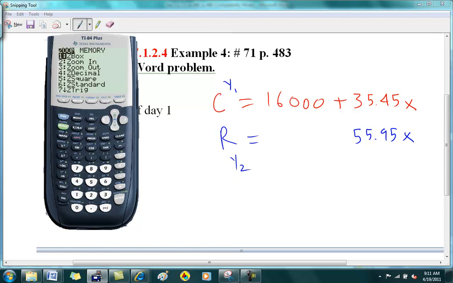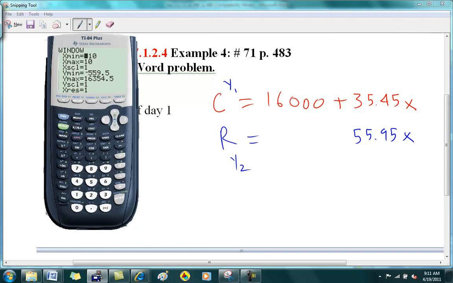So I'm going to do zoom. I think it's 0. Yeah, zoom 0. Let's see if that fits in. Oh, so here's one equation. Here's the other equation. It's not quite fitting in there. I'm going to manually have to change the windows then.